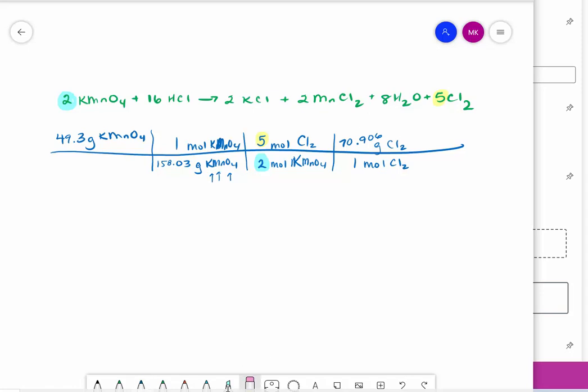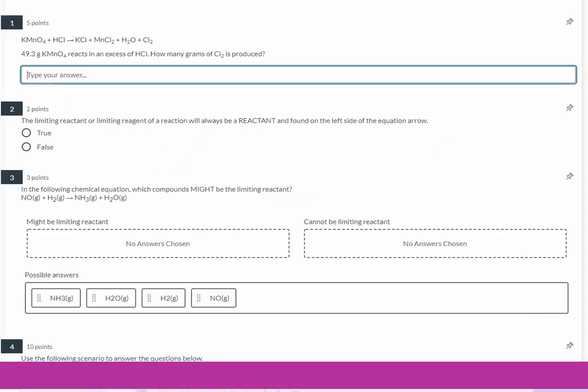It'll all shake out in the end. It'll be fine. So then I do this arithmetic, and by do this arithmetic, I mean multiply across the top. 49.3 times 5 times 70.906. Then you're going to divide by, and if you're doing this all at once in your calculator, put in parentheses 158.03 times 2. And then you should end up with 55.3 grams of chlorine. So that is the answer that would go here.